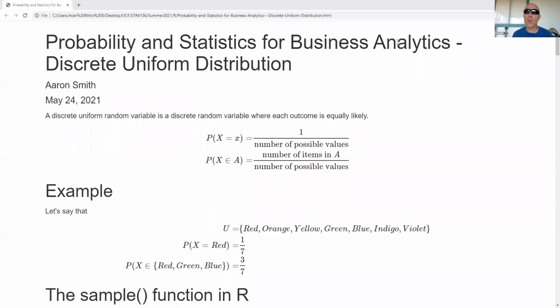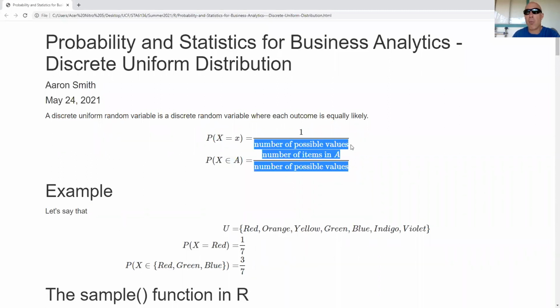The continuous uniform distribution will have infinitely many possible values along an interval. Here we are only concerned with a finite number of items, and we can list out all those items. A discrete uniform random variable is where the probability that we get a particular value is equal to 1 divided by the number of possible values, so the number of items in our sample space.